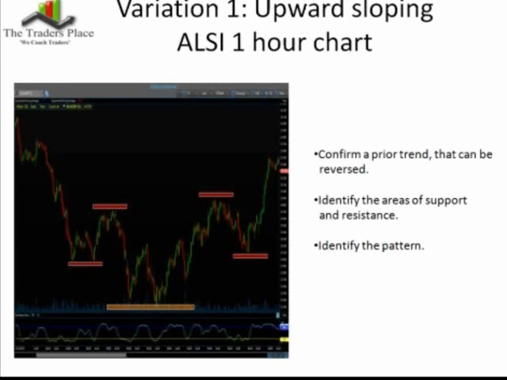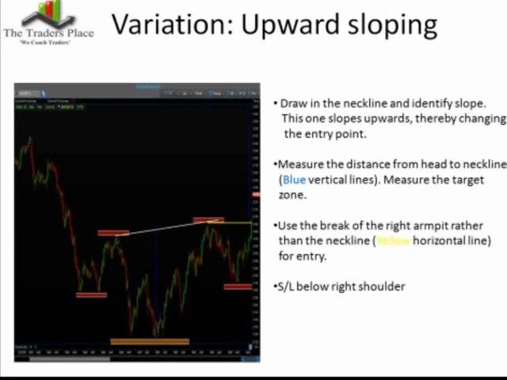And I've got here an Aussie 1-hour chart. This would be the upward sloping head and shoulders. Remember, the checklist remains the same. Confirm the prior trend. Identify the support and resistance areas, so I've put little rectangles in there. Got the head at the bottom. We can see that the right neckline has gone higher than the left-hand neckline, and the right shoulder is also slightly higher than the left-hand shoulder. Draw the neckline in, identifying that it is an upward sloping neckline. In other words, it is widening away from the horizontal.